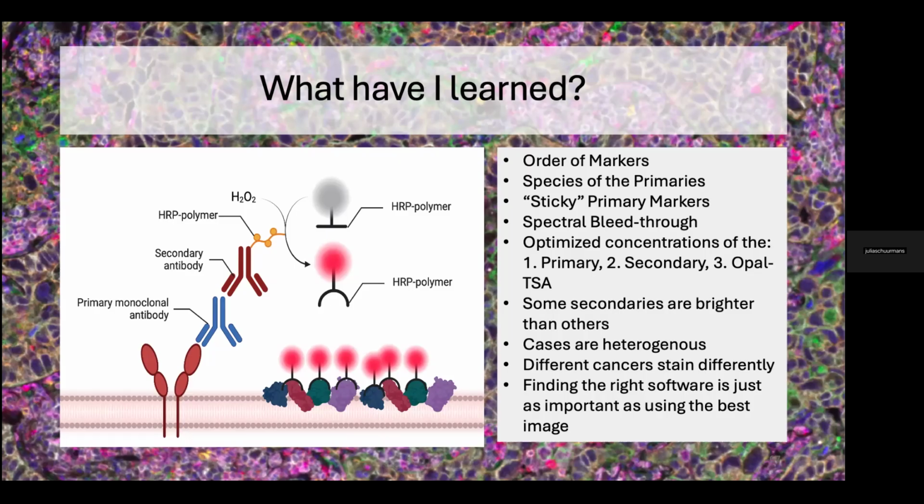I also learned that all cases are heterogeneous, which means that sometimes one patient will have a phenotype and the other patient won't. And if I'm not looking at enough cases when I'm optimizing my panels, I might miss that phenotype, which might mean that I might be missing staining. So I have to make sure I look at many different cases as well as many different cancer types when optimizing my stain. And last but not least, finding the right software is just as important as using the best image. And that's everything. Thanks, guys.